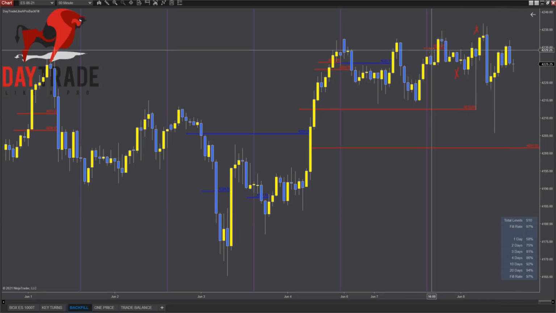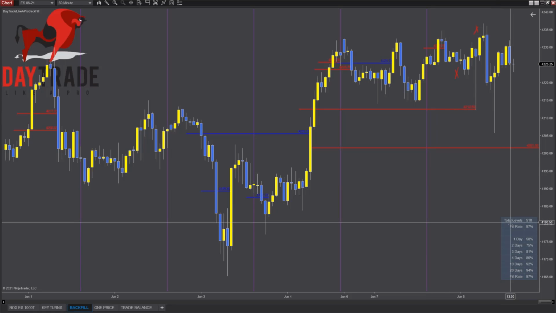So I have an hour chart here, just a 60-minute chart loaded on backfill. It's going to give you different prices. If I go to a 1 minute, I'm going to get a whole bunch more prices. If I go to a 5 minute, I'm going to get more prices. If I go to a 10 minute, I'm going to have different prices. So it's based on the time frame or the interval of the chart that you're looking at. It's going to give you different prices and different levels.